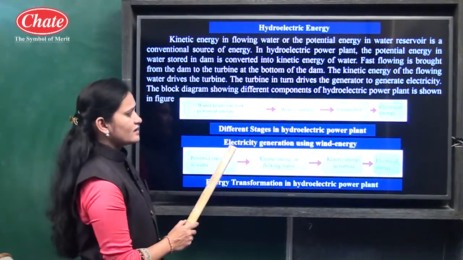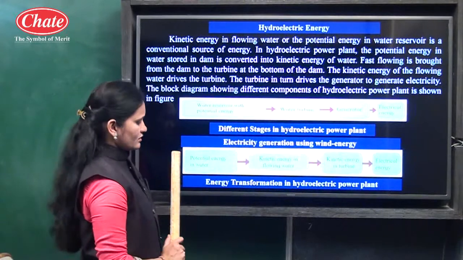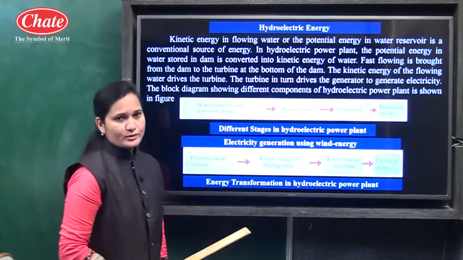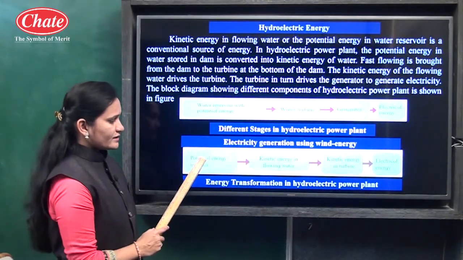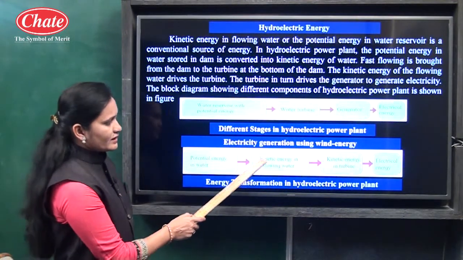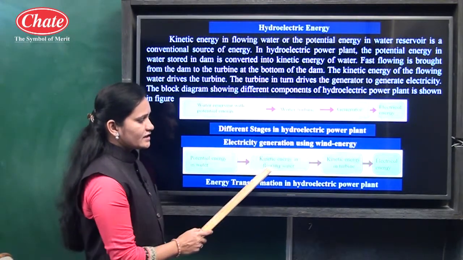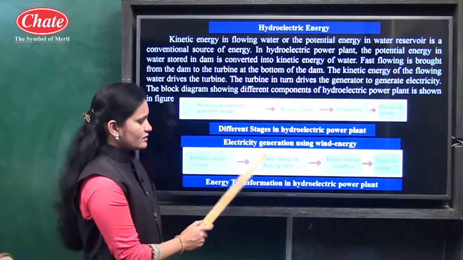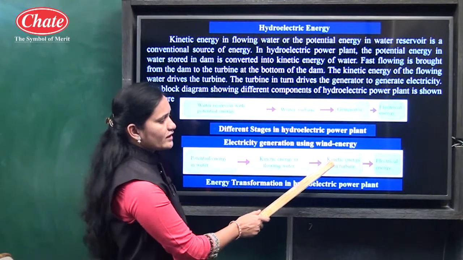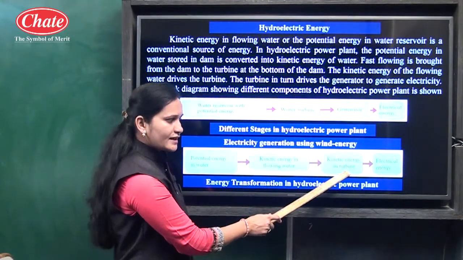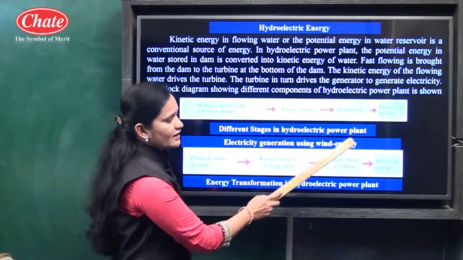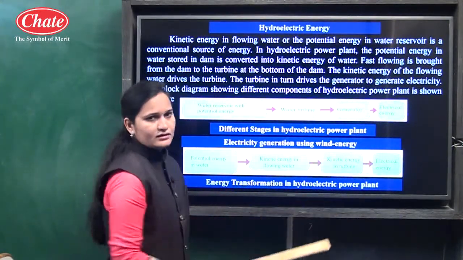Now here you can see the energy transformation in a hydroelectric power plant. See how the energy transformation takes place. Potential energy in water gets converted into kinetic energy in flowing water. After that, this kinetic energy in flowing water gets converted into kinetic energy in the turbine, and this kinetic energy in the turbine, by using the generator, gets converted into electrical energy.